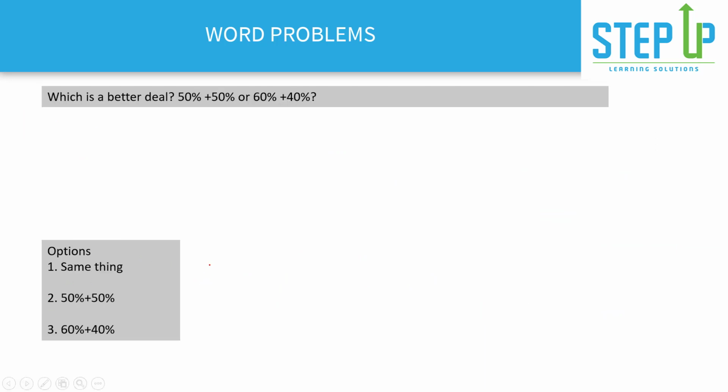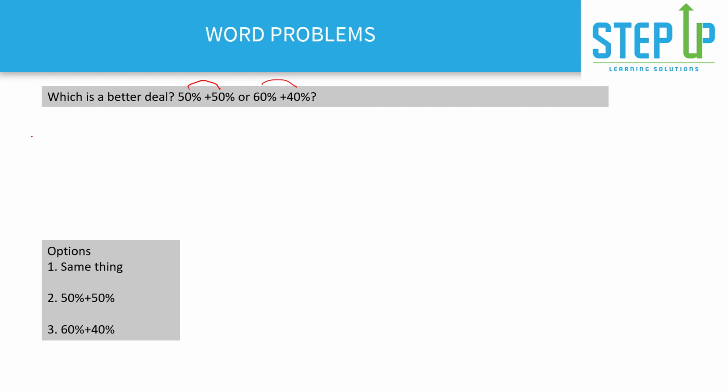Let's move to the last question in this video, and it says, which is a better deal, 50 plus 50% or 60 plus 40%. So when I was little, I used to think 50 plus 50% is 100%. But is that the case? No. Let's see what the math has to say now. So instead of guessing, saying 50 plus 50, 60 plus 40, both 100, I think it's same, I think you should do the math.